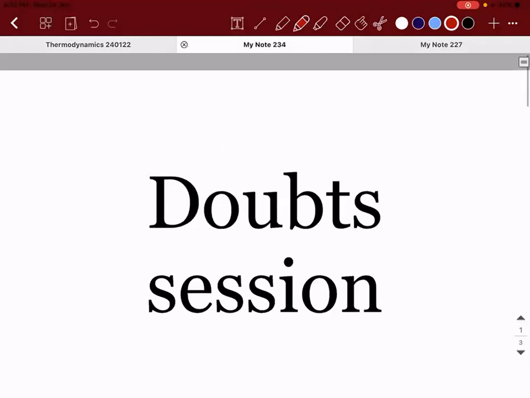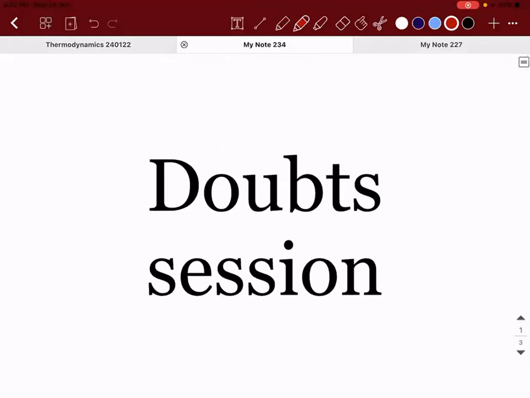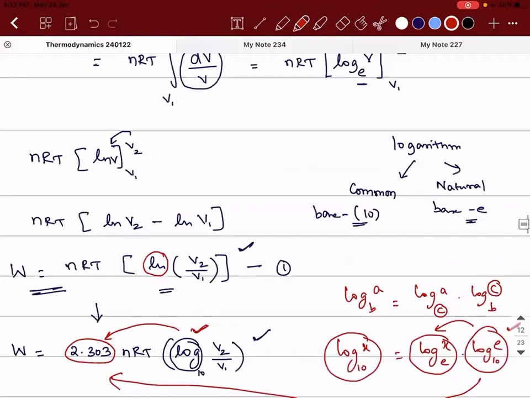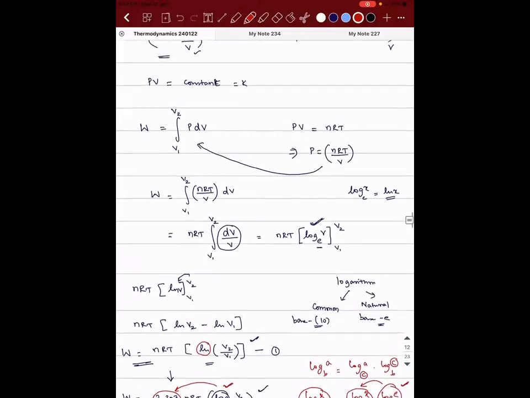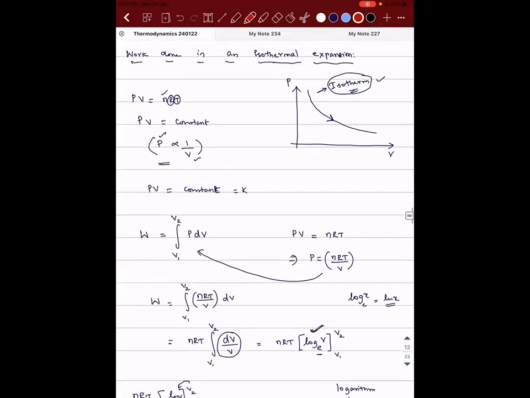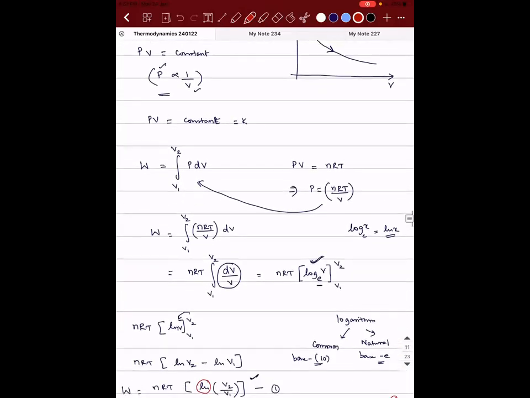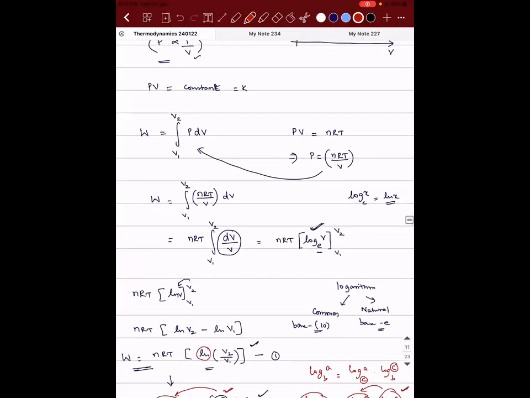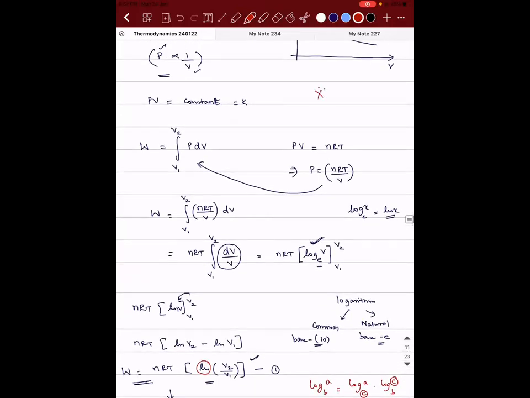Any questions? Any questions, guys? This is an important derivation. Since this time it is descriptive, there is a possibility that they can ask you these questions. So be careful.